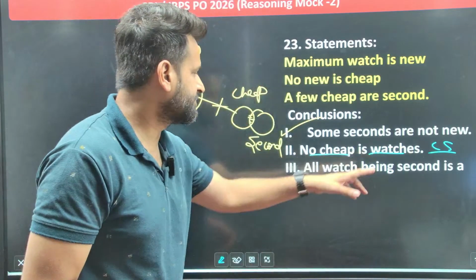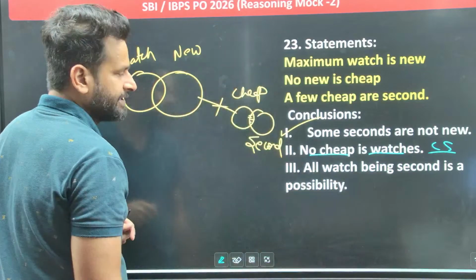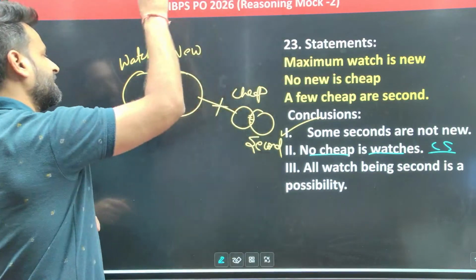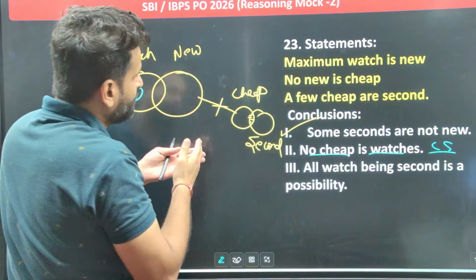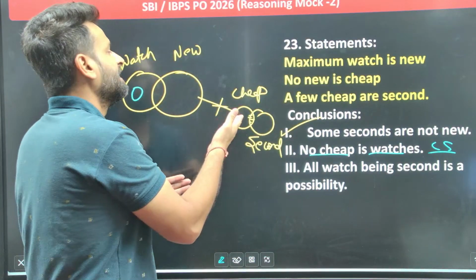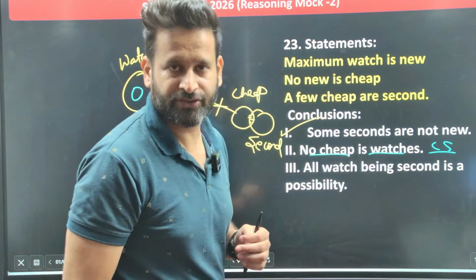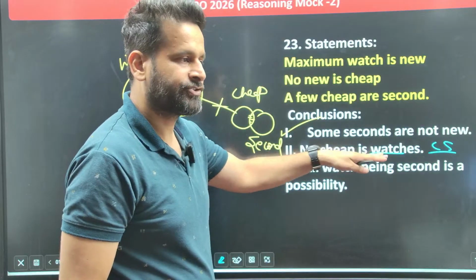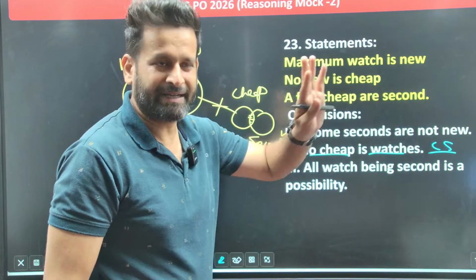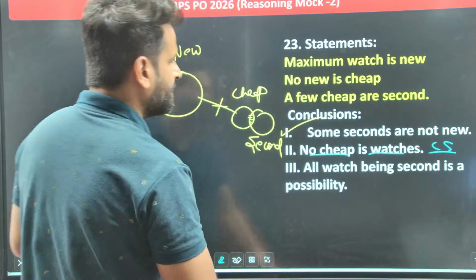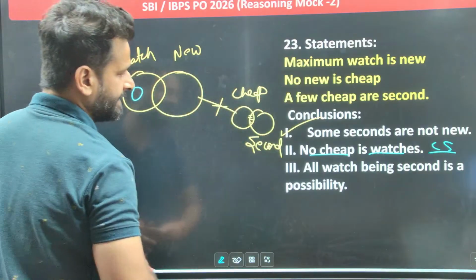Similarly, no cheap is watch. Related to cheap and watch, if you want, then you can place complete cheap inside watch. Here you can easily place. So now that you know the possibility that all cheap can go inside watch, how can you say that no cheap is watch? It is not a definite one. So you cannot say. So it is not wrong. It will be a doubtful one, but still it will not follow. That thing is right. All watch being second, yes, it is a possibility.